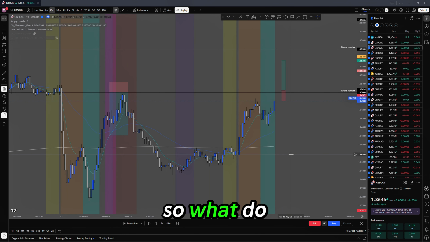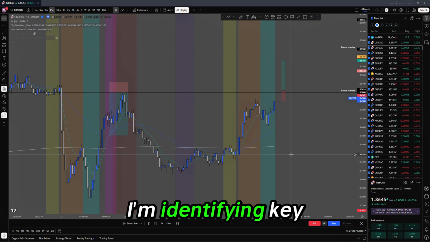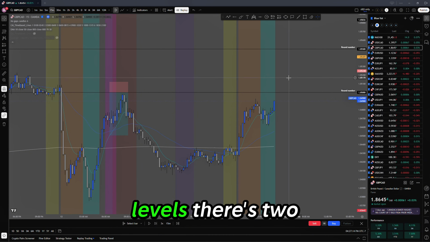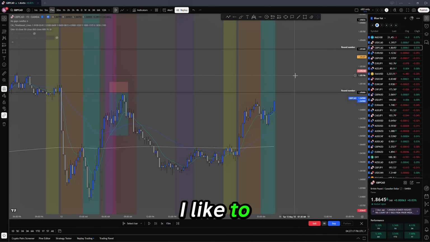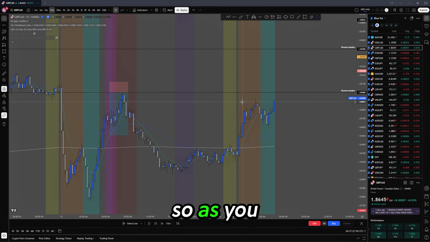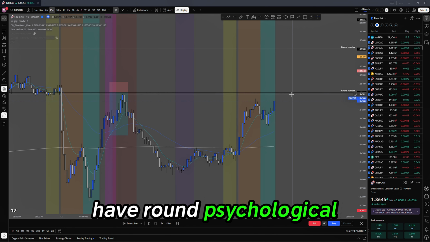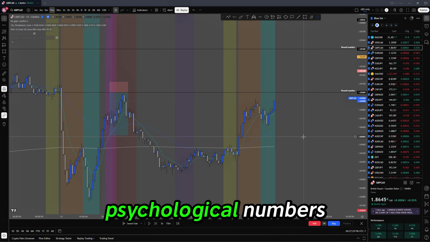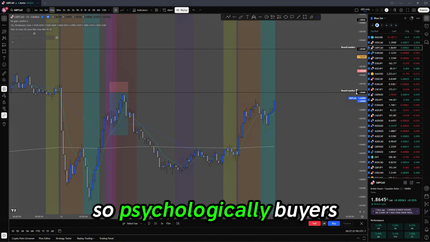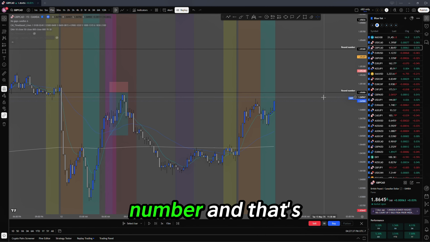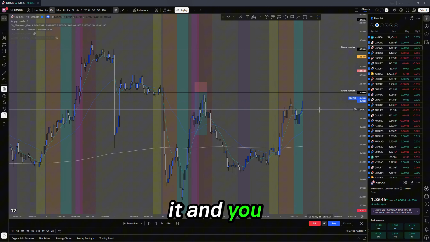So, what do I do as soon as I wake up? The first thing that I'm doing is identifying key levels. Let's go ahead and delete that. So, there are two specific key levels I like to use as confluence. Remember, this is confluence. As you can tell, we have round psychological numbers. Now, you might be asking, what are round psychological numbers? Psychologically, buyers and sellers just love that number. And that's it. And you can tell.